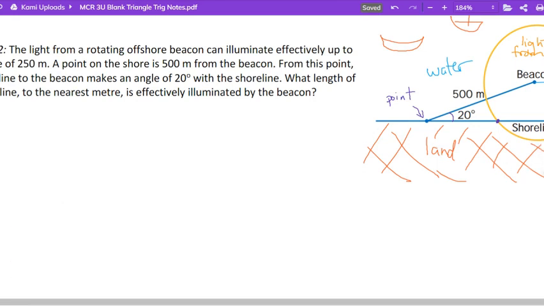All right. So can I now draw a triangle that will resemble the ambiguous case and allow us to find the length of the illuminated shoreline? Well, yes, I can. I will connect from the beacon to the two edges of the shoreline, right? And so, if you need to, we can label that this is the illuminated shoreline.